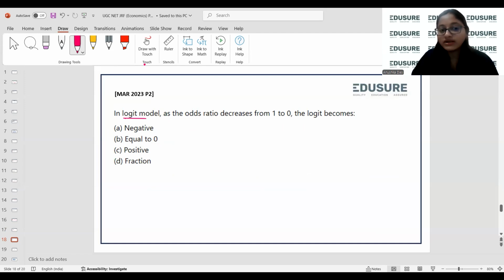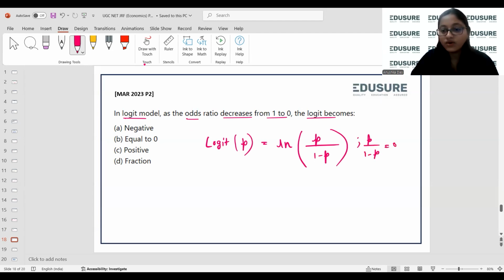So see, in Logit model, as the odds ratio decreases from 1 to 0, the Logit becomes 1. So for that, you have to know what is the structure of Logit. According to the Logit model, Logit of P is simply the log of odds ratio. What is log of odds ratio? This is P upon 1 minus P, where this P upon 1 minus P is known as the odds ratio. And Logit is simply the log of this odds ratio. If you take the log of this odds ratio, it will give you the Logit of P.